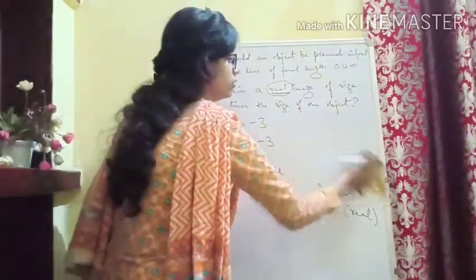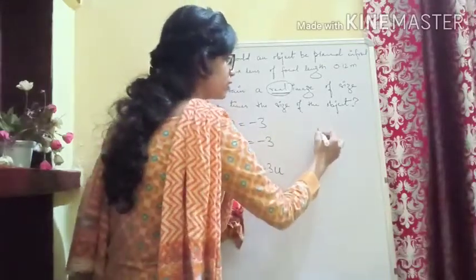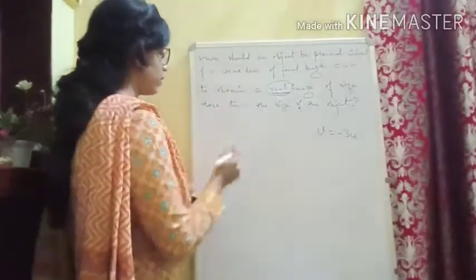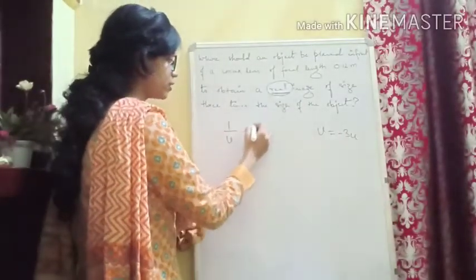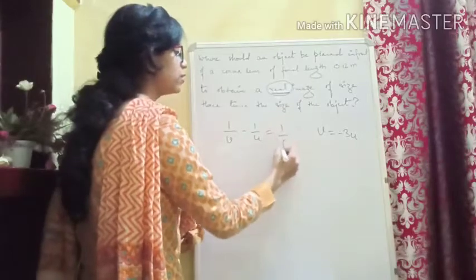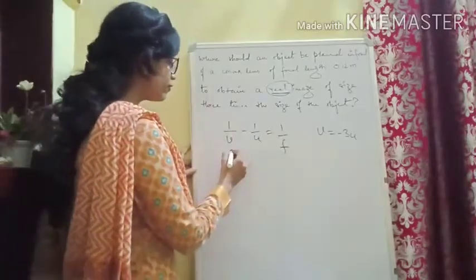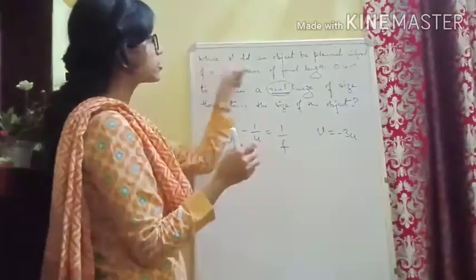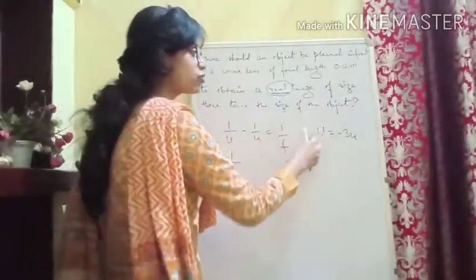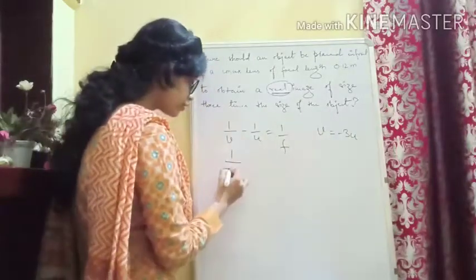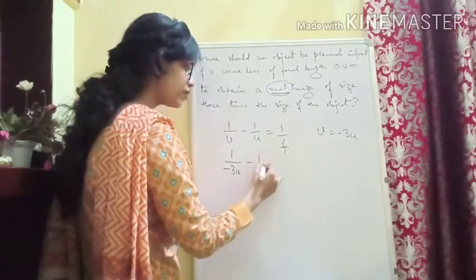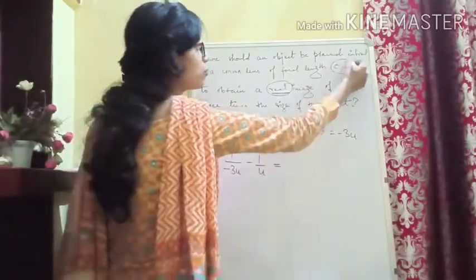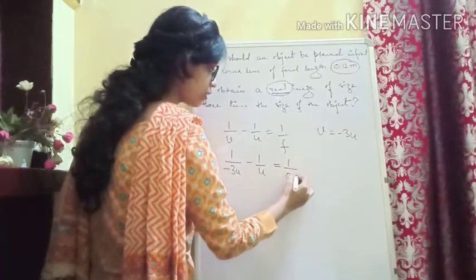So we will keep this, V is minus 3U, and then we'll apply the lens formula, which is 1 upon V minus 1 upon U equals 1 upon F. Since we have to calculate where the object should be, that is U, at the place of V we are going to put this value, which is minus 1 upon 3U, minus 1 upon U. This is what we have to calculate, equals 1 upon F. F is 0.12.